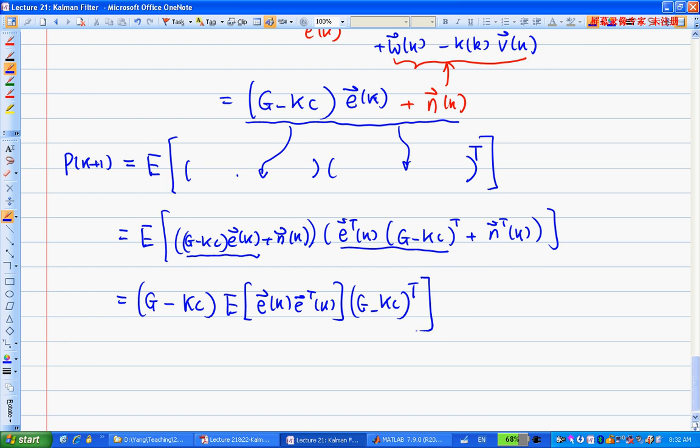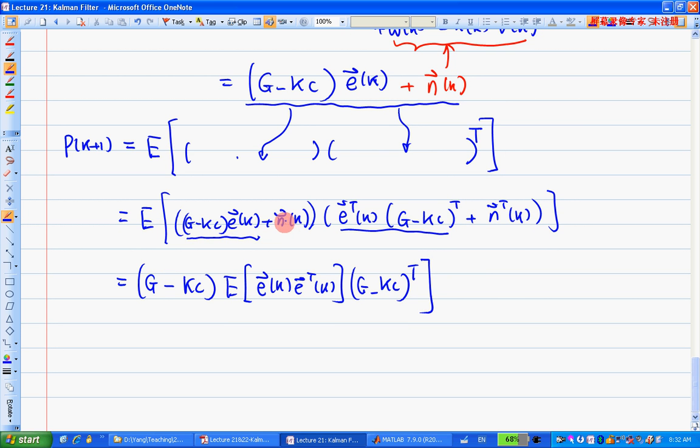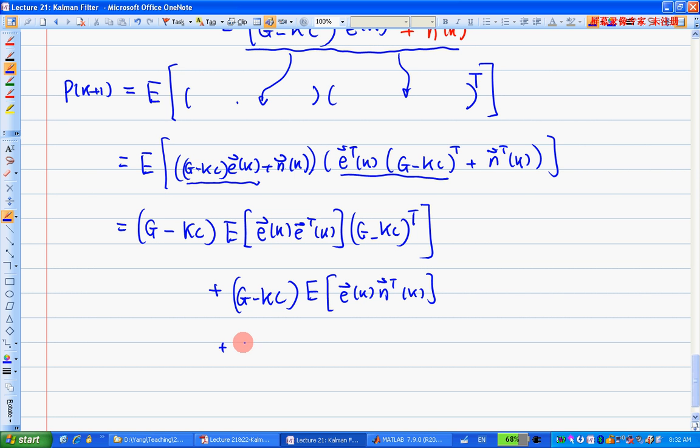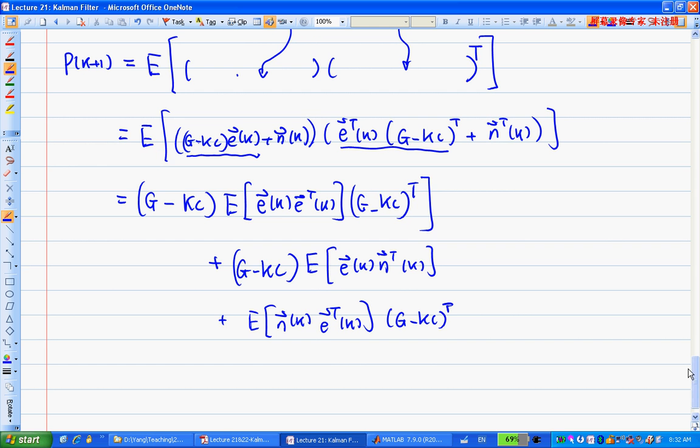Same thing, you do the same here. Multiply this with that, then it'll be the expected value of this multiplied by that, and then this term multiplied by this, the expected value of this multiplied by that. So you have a couple more terms here: G minus KC, expected value of E times N transpose. And there's one more, plus the expected value of N times E transpose times G minus KC transpose. Then there's another one, expected value of N times N transpose. Yeah, that's what happens if you expand everything out.